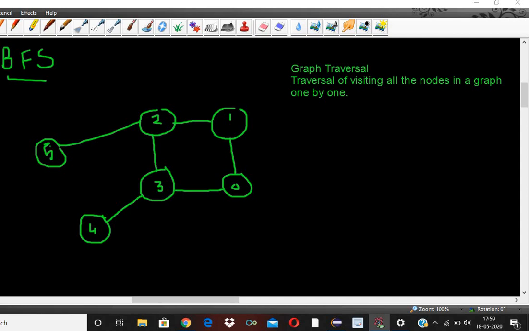Basically we have two ways to traverse a graph. The first one is BFS, that is breadth first search, and this one is the iterative way. The second one is DFS, that is depth first search. This is the recursive one. We will see this in another video.